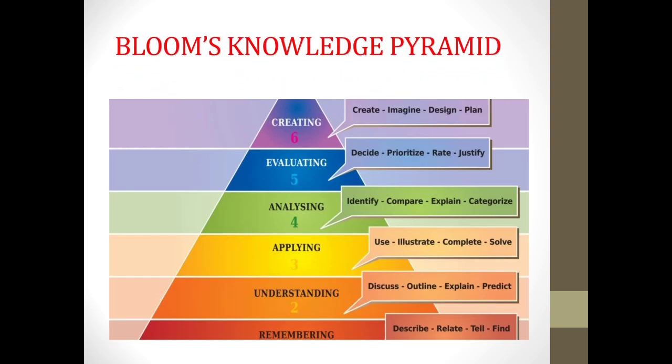Next, we need to know what is Bloom's knowledge pyramid to frame a syllabus. Bloom's pyramid has 6 knowledge levels. The first level is called remembering. The second one is understanding, then applying, analyzing, evaluating, and creating. Remembering is the lowermost level, which is the essential and the fundamental level for human thinking.